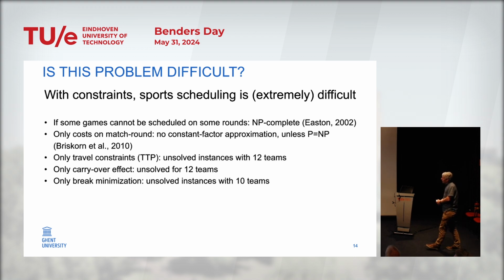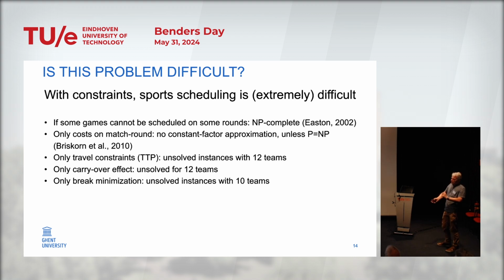There are some complexity results saying that if some games cannot be scheduled on some rounds, it's NP complete. You will also be in trouble finding a constant factor approximation in that case, unless P is NP. If you only consider travel constraints, like in the traveling tournament problem, if travel is all that matters, forget about all the other ones, then at this point we are not able to solve some instances with just 12 teams.